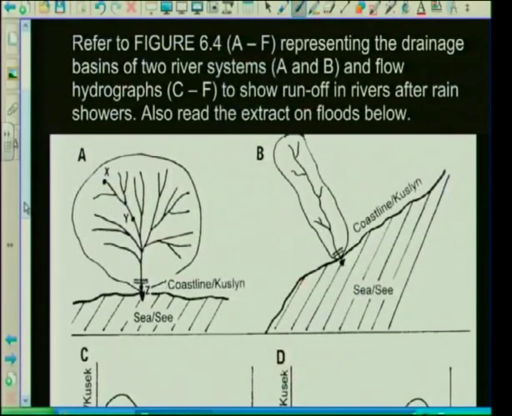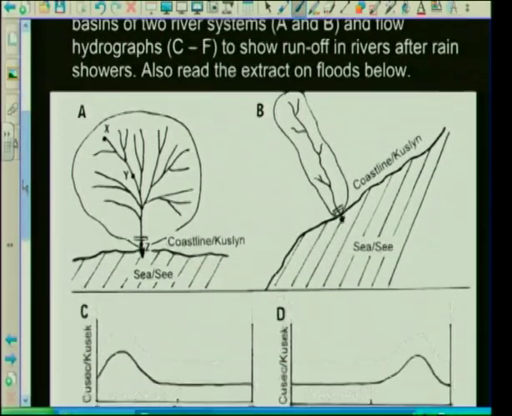Okay, now question 6 is testing our knowledge of drainage patterns, the types of streams that are found in them, and looking at our different types of flow hydrographs. So it says here, refer to figure 6.4 HF, representing the drainage basins of 2 river systems A and B, and flow hydrograph C to F to show runoff in rivers after rain. Also read the extract on floods below.